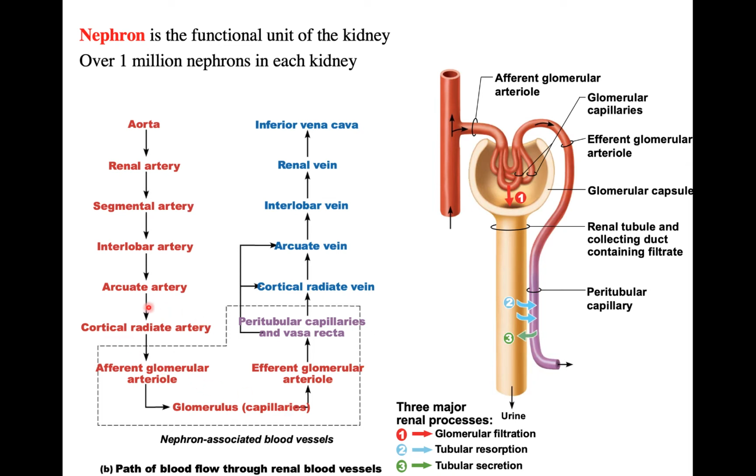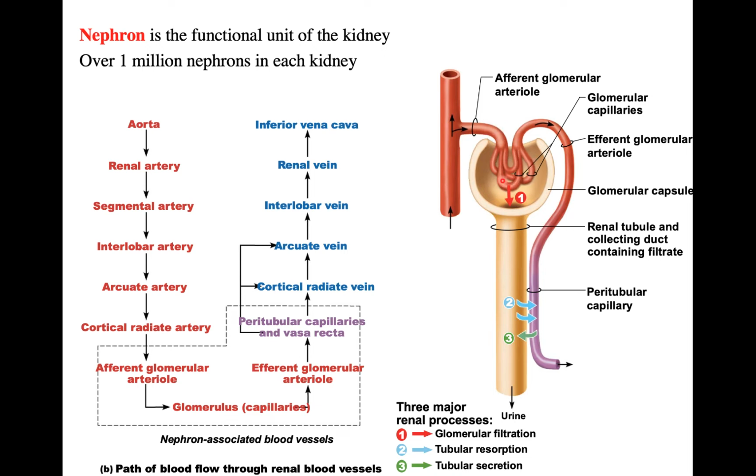So from the cortical radiate artery, again, we're going to enter into a structure called a nephron. The nephron is shown right over here. So I'm going to go over this picture first, and then I'll go back here so we can go over the names once again. So here's your cortical radiate artery. This is it right here. A little ray of sunshine, this little branch comes off, and you call this an afferent glomerular arteriole. We call it afferent because it's coming towards this loopy structure.